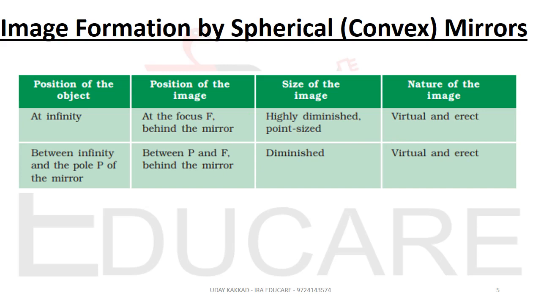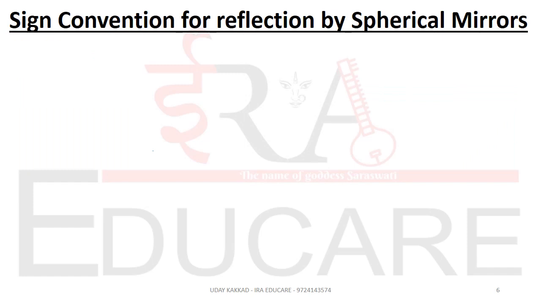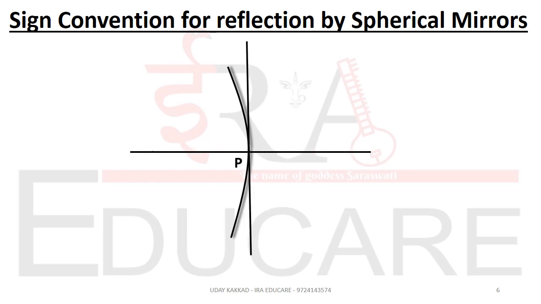Now next is the mirror formula. Before we start the mirror formula, the sign convention for reflection by spherical mirrors. So let's start. This is your spherical mirror, an example of a concave mirror. This is your pole P. Now this is your Cartesian plane, and here is your pole P. What is the coordinate of pole P?